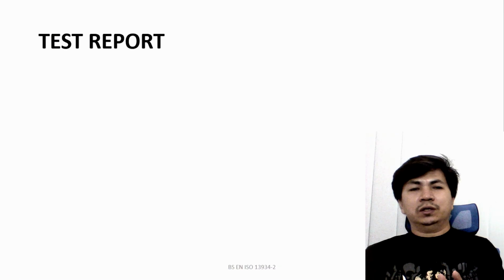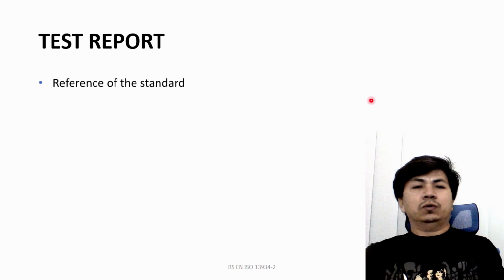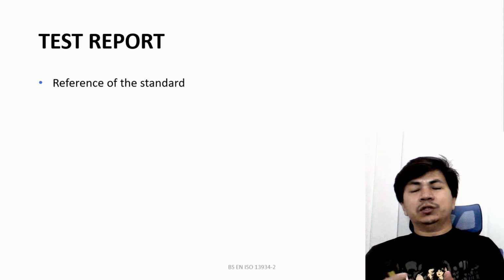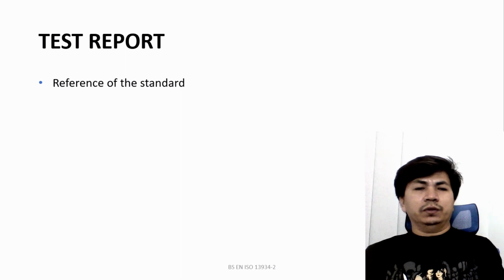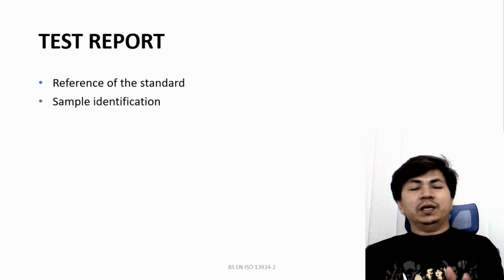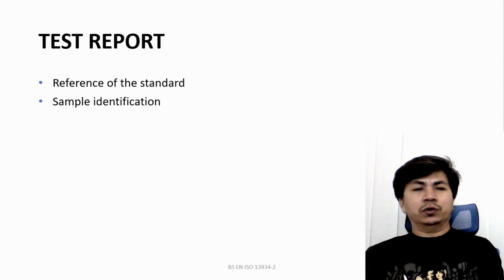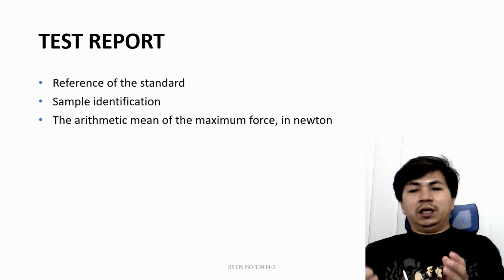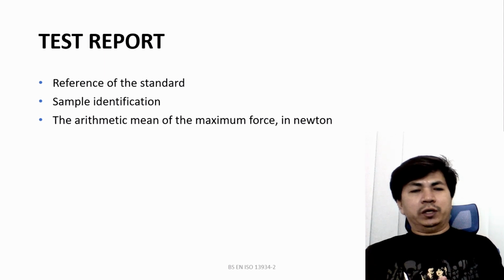So now, what content will be in the test report? First of all, the reference of the standard. That means which standard we have followed. Here, the standard number BS EN ISO 13934 part 2 should be mentioned in the report. And sample identification. Sample identification can be style number, color name, or lot number, whatever the sample identification is.